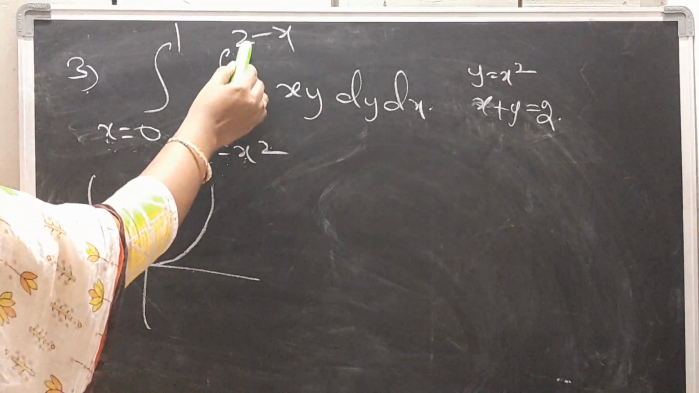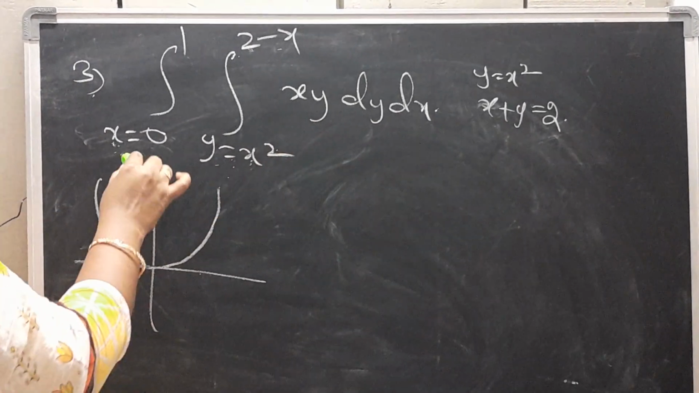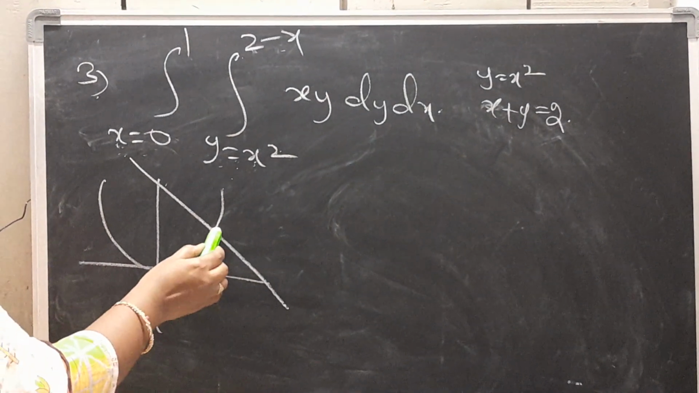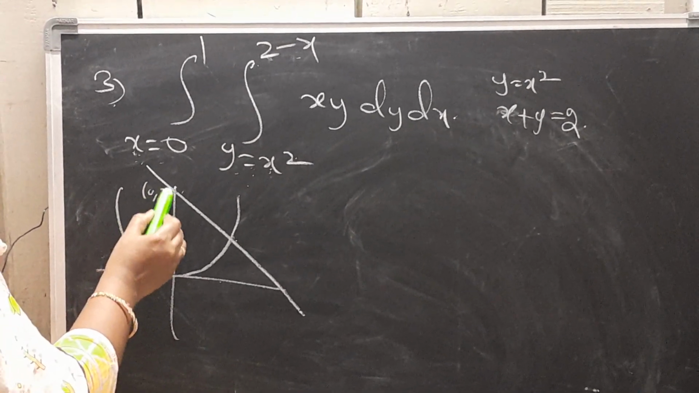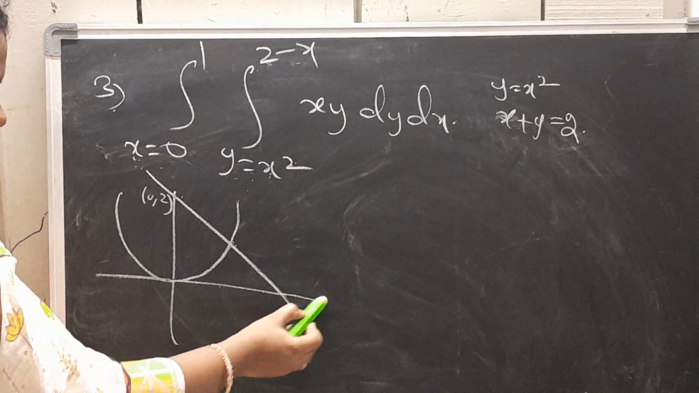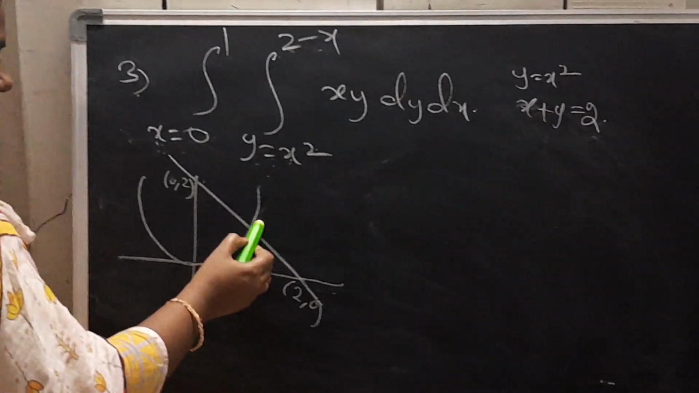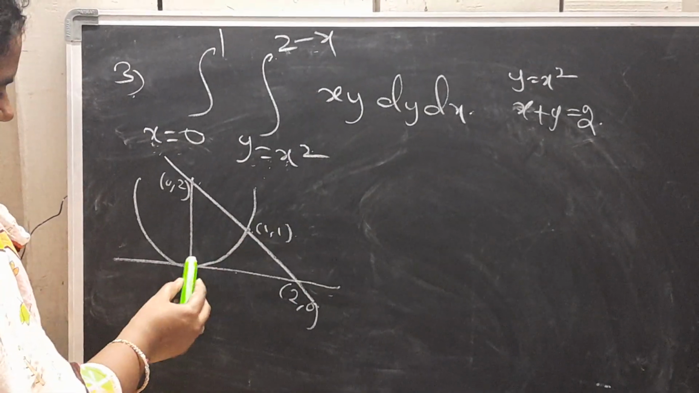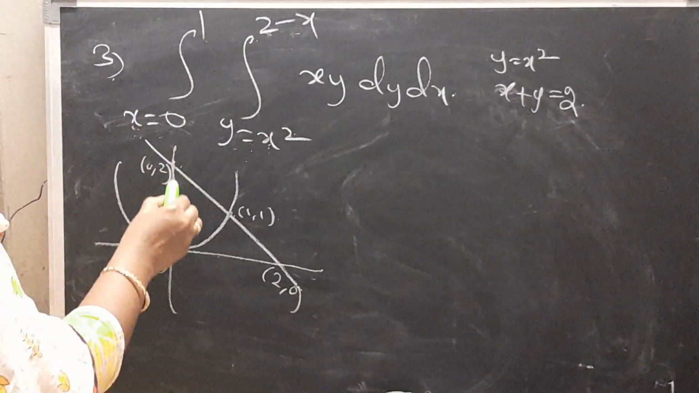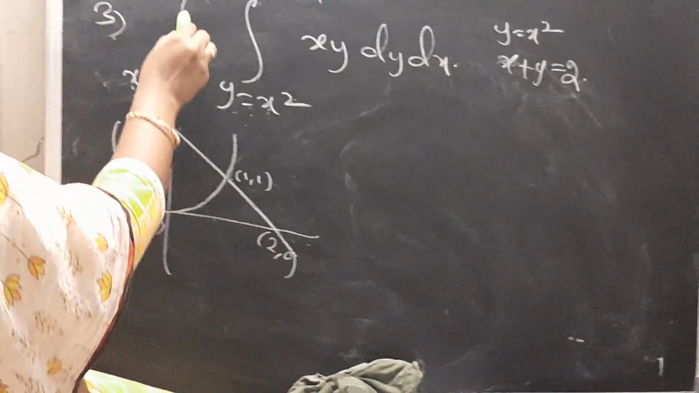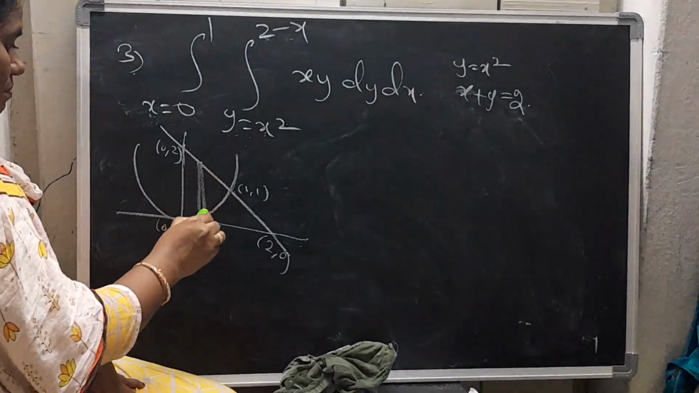Okay. Next, 2 minus x. Here the y value is 2 minus x, which means x plus y equal to 2. This is a line. It meets the axes at x value 0, y value 2, and on this axis at 2 comma 0. Next, the points of intersection are 1 comma 1 and 0 comma 0. So this region is like this. Next, a vertical strip is given like this.